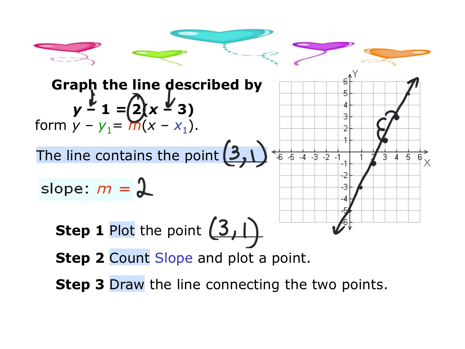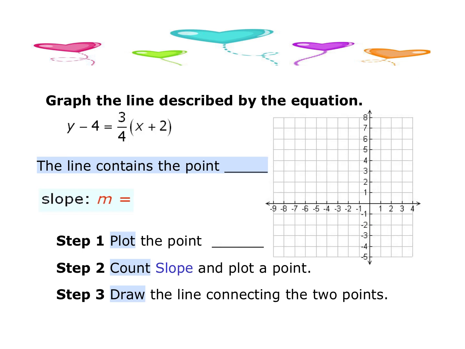In Notability, you should be able to draw it a lot straighter, but that's how the graph should look. All right, so they're asking us to graph the line described by the equation and the line containing the points that we have to find.